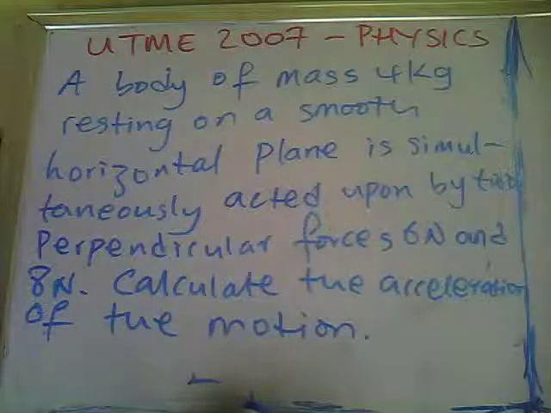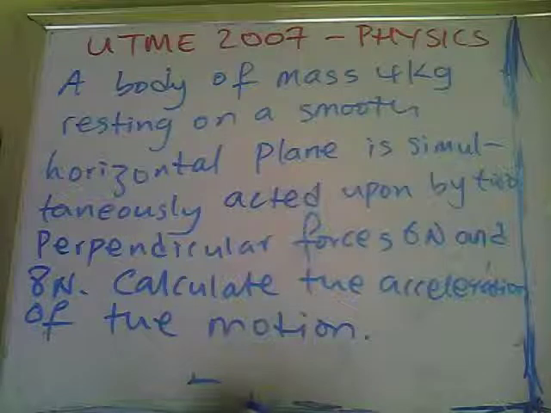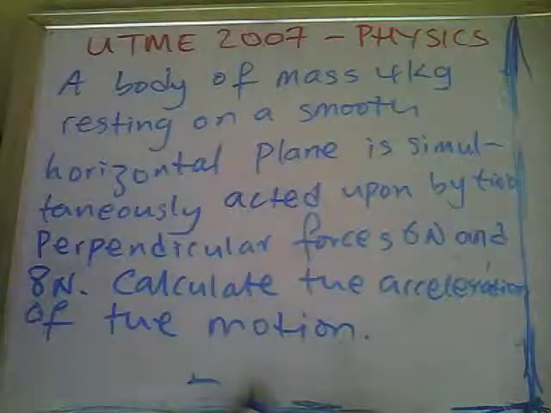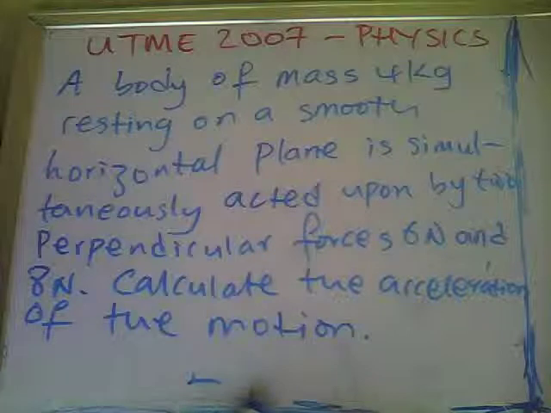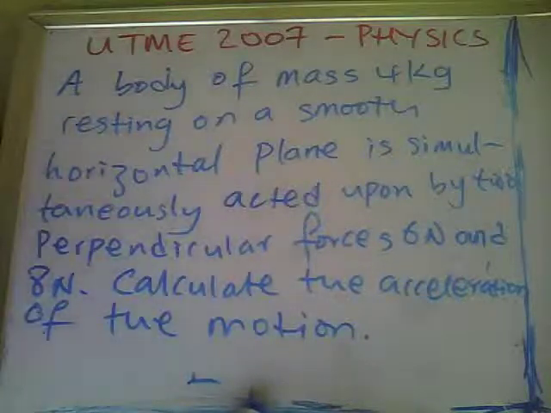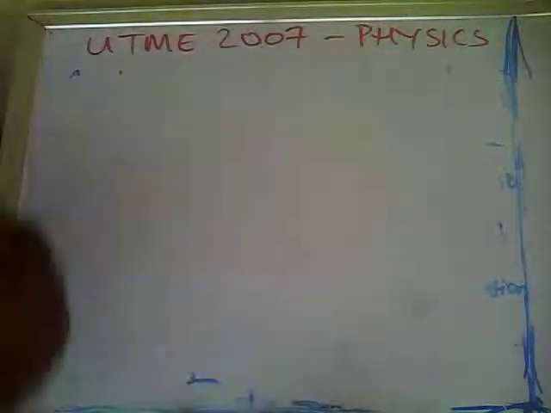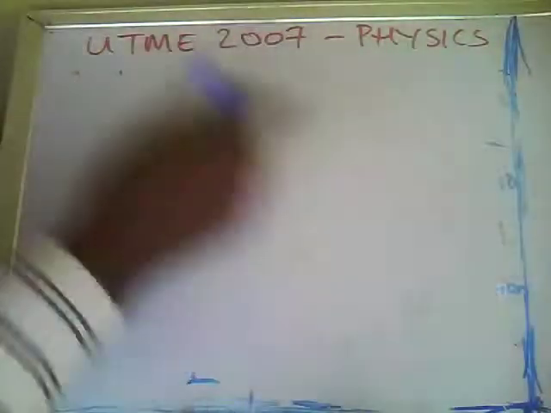Okay, now let's see how to tackle that. We have to just find the resultant of that force. Once you get the resultant of the two forces, then we relate that to mass and then we get the acceleration. Simple.